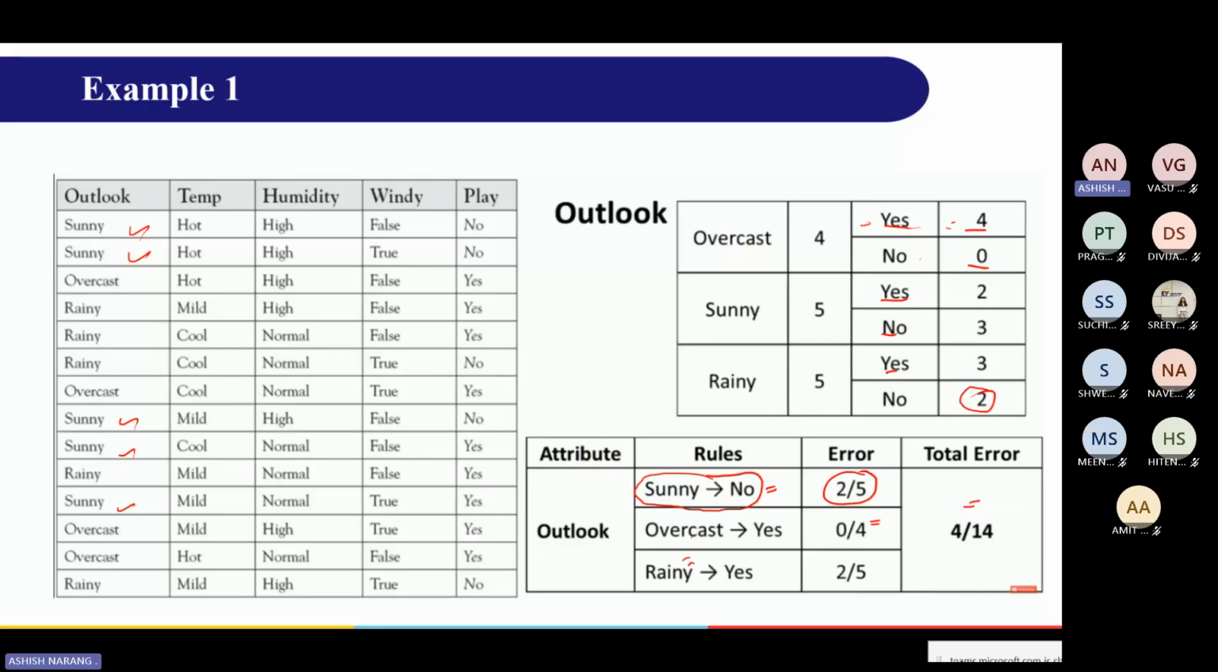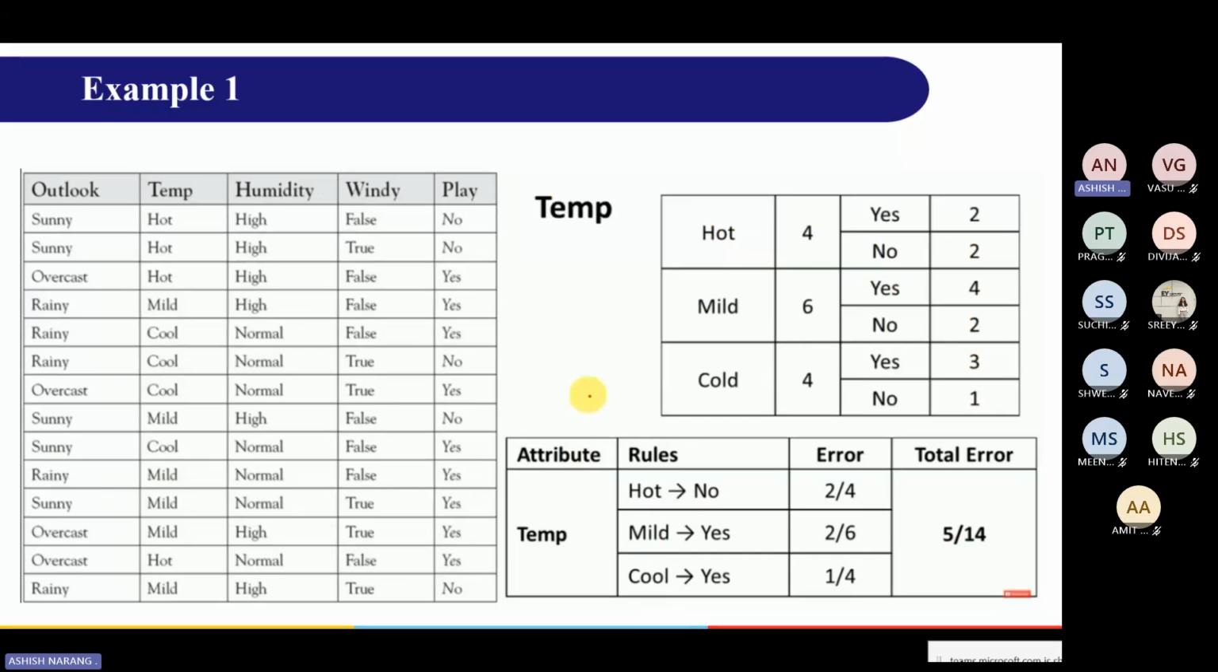For rainy, the rule is different. If it is rainy, I'm saying yes, I'm not saying no. Let's assume there's another rule: if it is raining, I'll not go to play tennis. What is the error for this rule? So 3/5. If you focus, nothing is very tough. It's very simple.